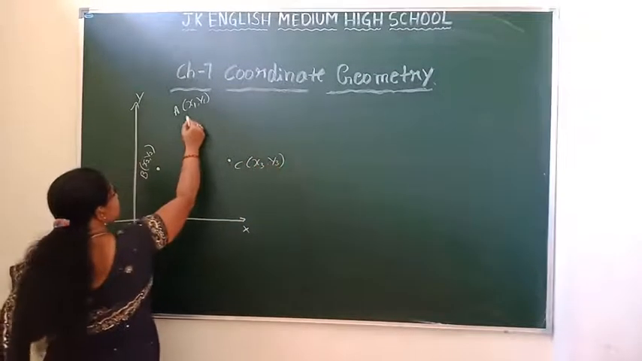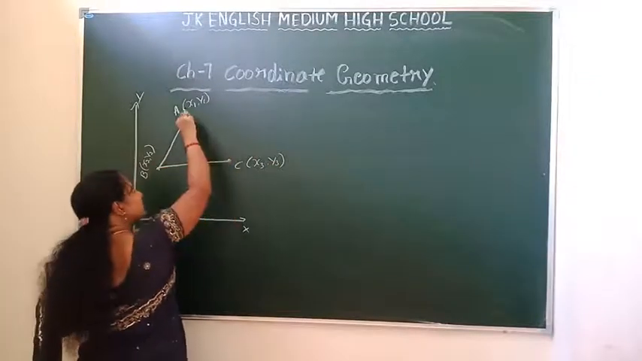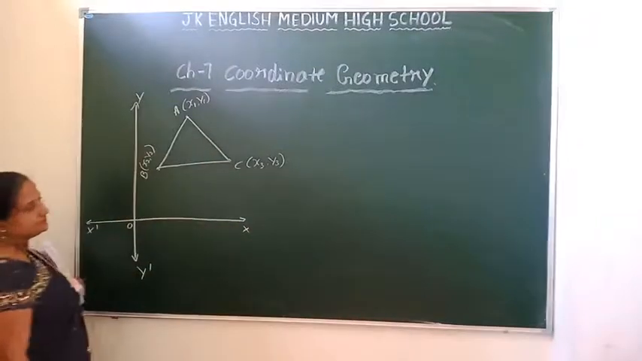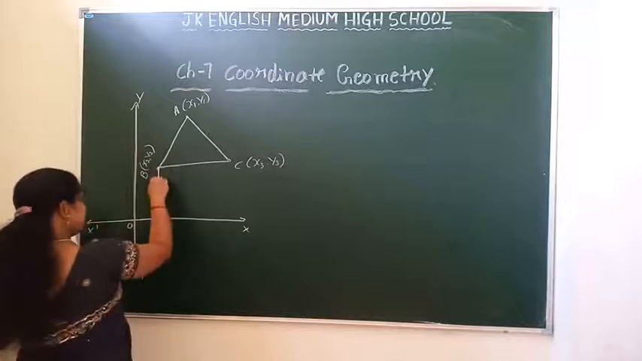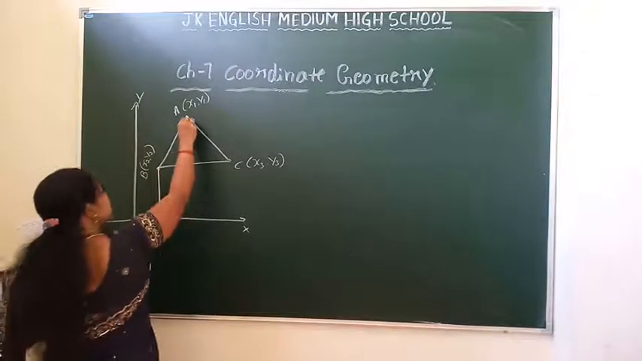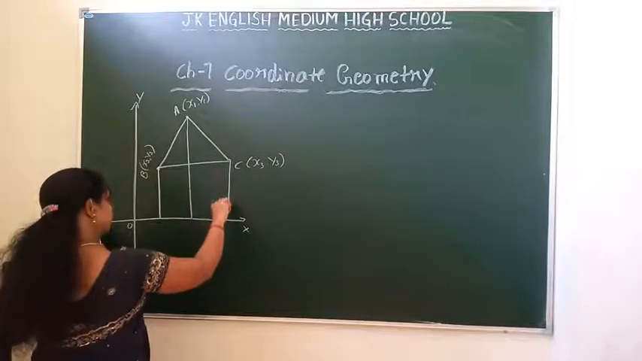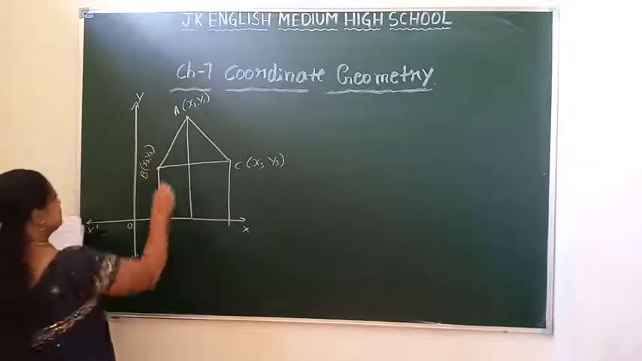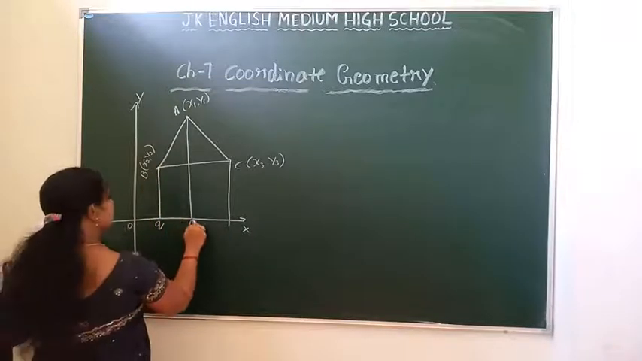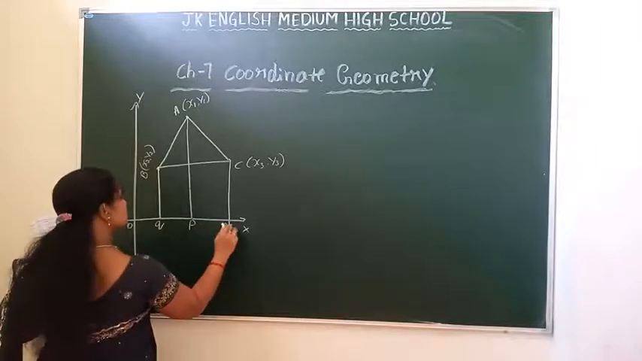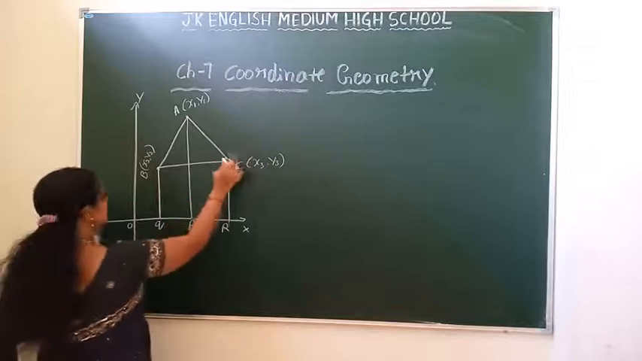If 3 vertices coordinates are given to you, how to find out area of this triangle? We can use one formula. Already they derived how that formula comes. So I am going to write that formula.